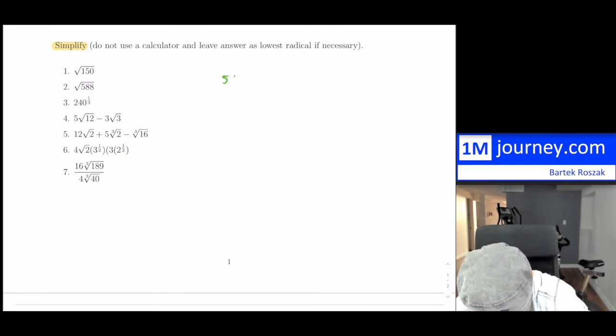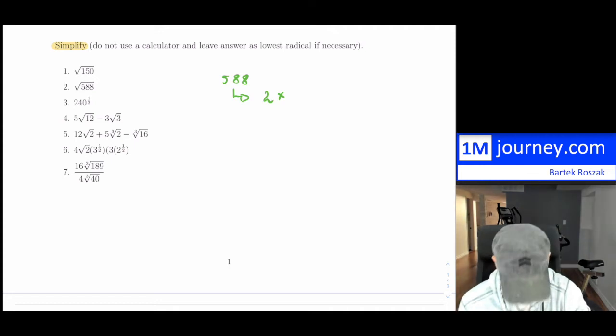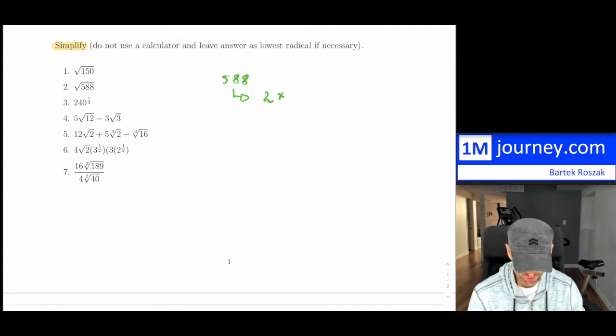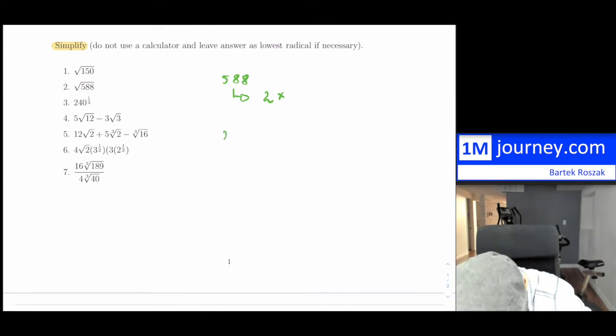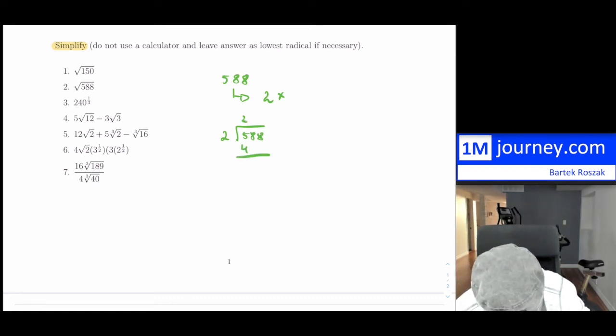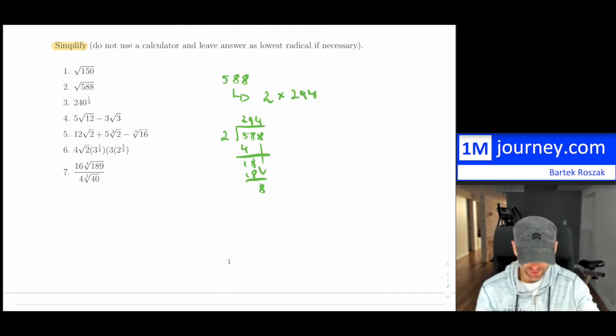So notice we have the square root of 588. Let's try to prime factorize this. It's going to be 2 times, now, since we can't use a calculator, we divide 588 by 2. So this goes 2 times 4, 1, 18, 9. That's going to be 18, bring down the 8, so that's 294. Okay, so that's the first one.